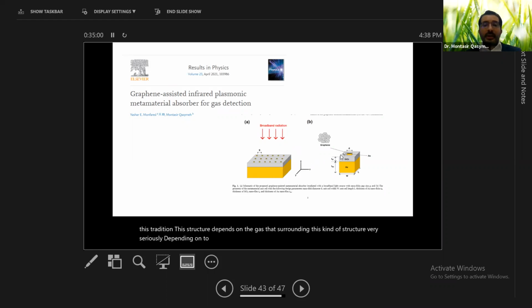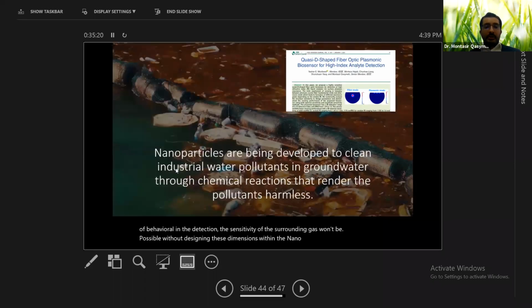This structure won't be possible without a proper design at the nano size. Look, it's gold, silica, a gold ring material, and this won't be possible. The detection and the sensitivity to the surrounding gas won't be possible without designing these dimensions within the nano size dimensions. This is nanotechnology.